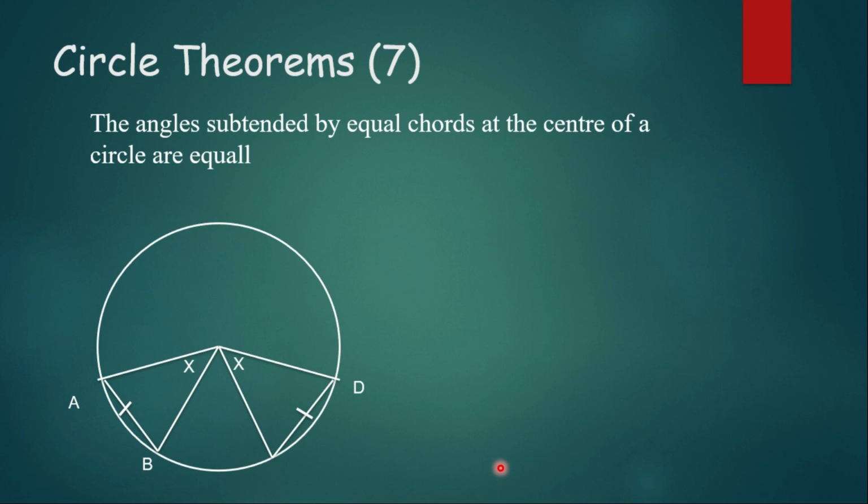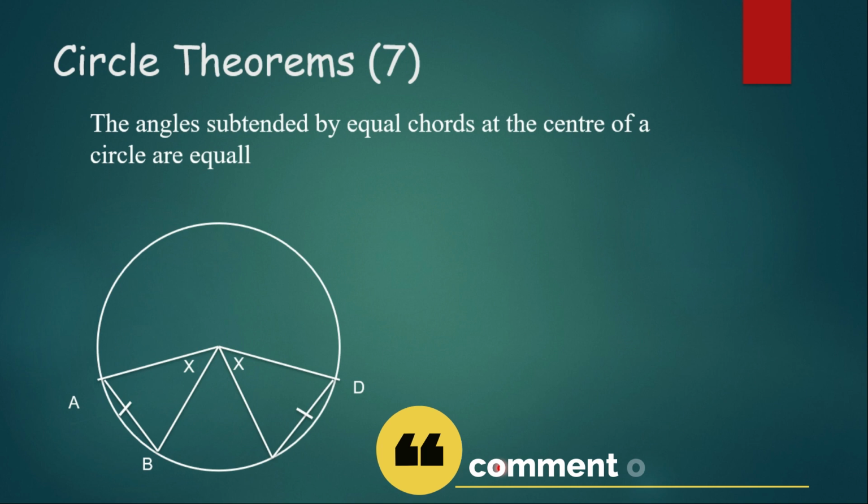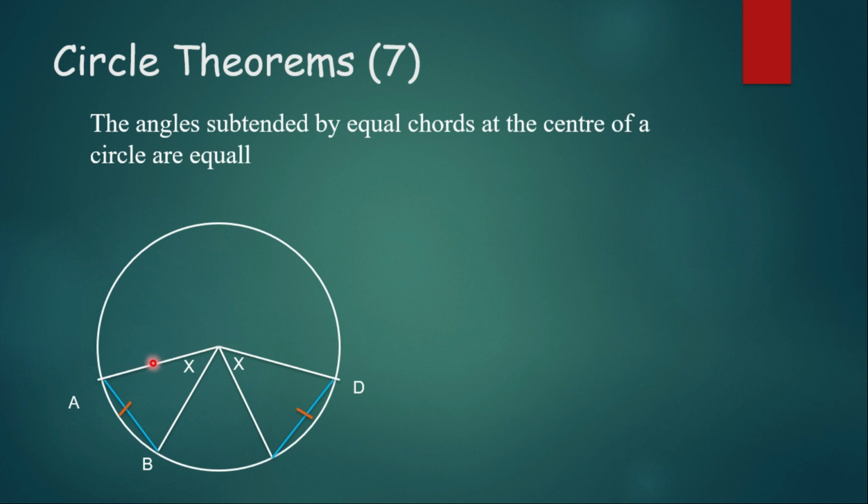Now theorem 7 says that the angles subtended by equal chords at the center of a circle are equal. When we talk about equal chords, it means this is a chord and this is another chord, and they are equal, indicated by the red lines. It means this line is equal to this line, and they form angles at the center. This is the center. So the angle formed here, angle X, is equal to the angle formed over there, because their chords are equal. So X is equal to X over here.